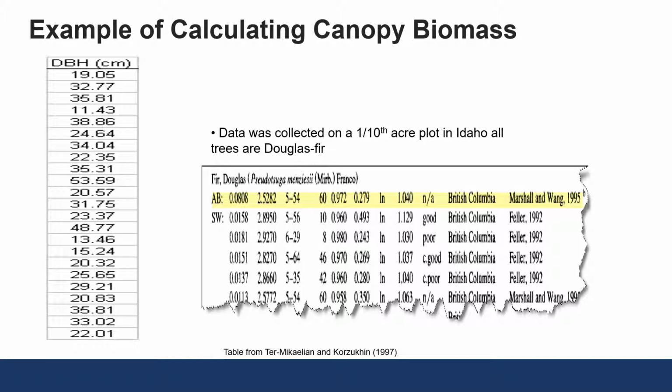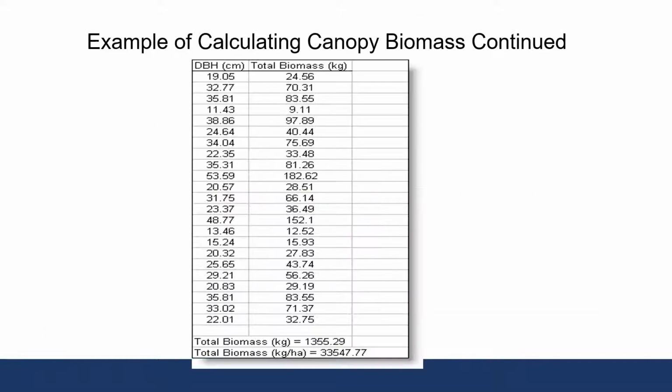The equation will have the form M equals 0.0808 times DBH raised to the 2.5282. In this table, you can see that we converted our DBH from inches to centimeters and calculated the total canopy biomass for each tree in the plot. We then summed the total biomass for every tree on the plot.